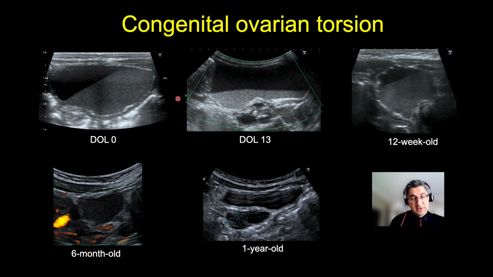Here is another congenital ovarian torsion example. The baby is born with this cyst with hemorrhagic fluid level. This is echogenic and representing hemorrhage, and this is more anechoic, more simple, representing non-hemorrhagic component. And on the follow-up, day of life 13, there is some improvement. On 12th week, there is interval decrease in size, but still hemorrhagic fluid level. 6-month follow-up and 1-year follow-up, almost completely resolved over 1 year. And this was a congenital ovarian torsion.